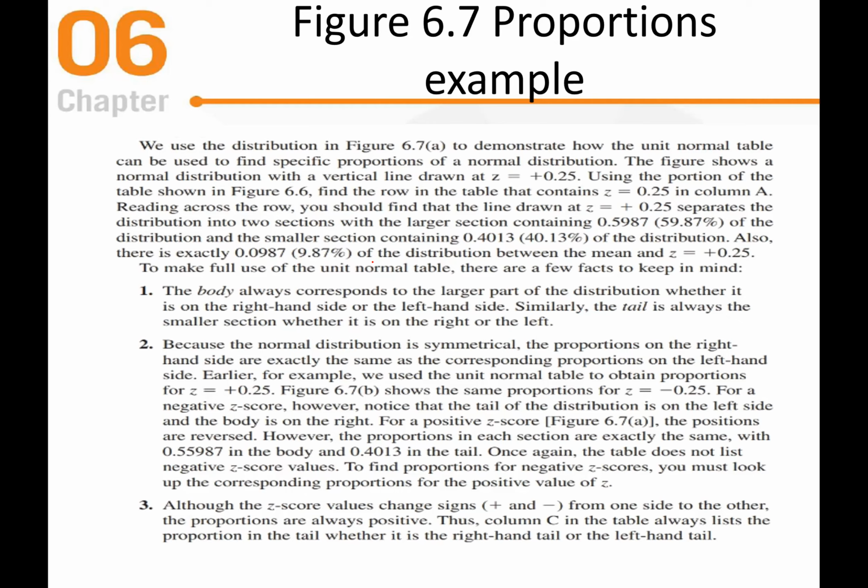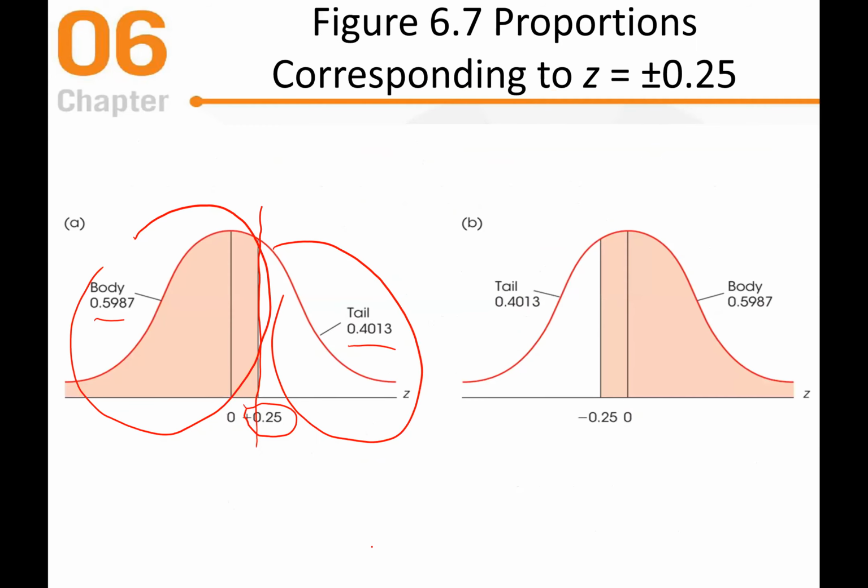And so the third important thing is that although the z-score values change signs from positive to negative, from one side to the other, the proportions are always positive, because the proportions added up have to equal 1. There are no negative proportions. So column C in the table always lists the proportion in the tail, whether it is in the right-hand tail or the left-hand tail.